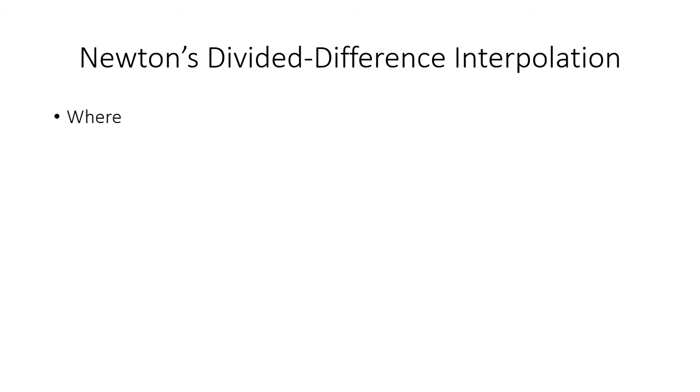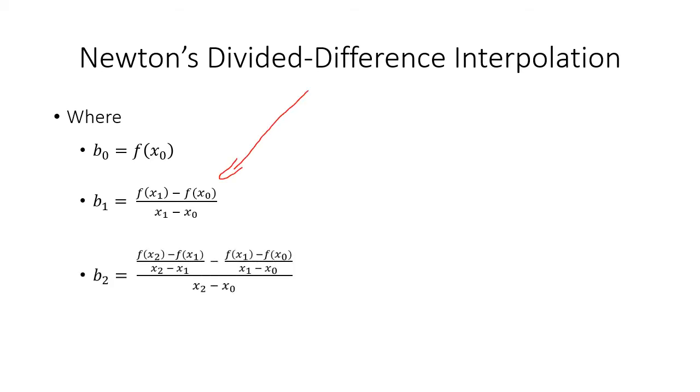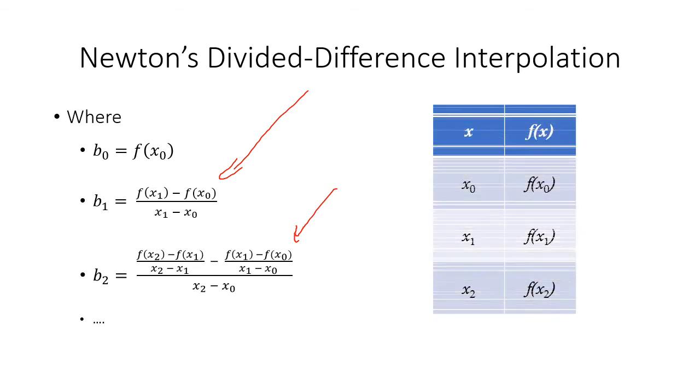Okay, so let us see what those coefficients mean. So b0 is equal to f of x0, b1 is equal to f of x1 minus f of x0 divided by x1 minus x0, which is this divided difference, and finally b2 is that divided difference. So you can continue to write those coefficients, but let us see how to calculate those coefficients.